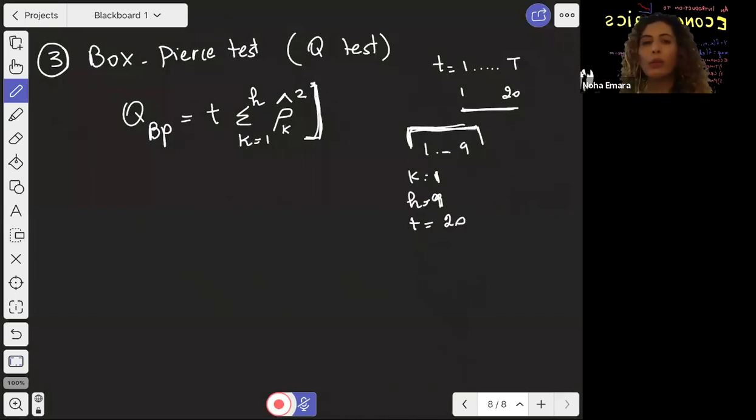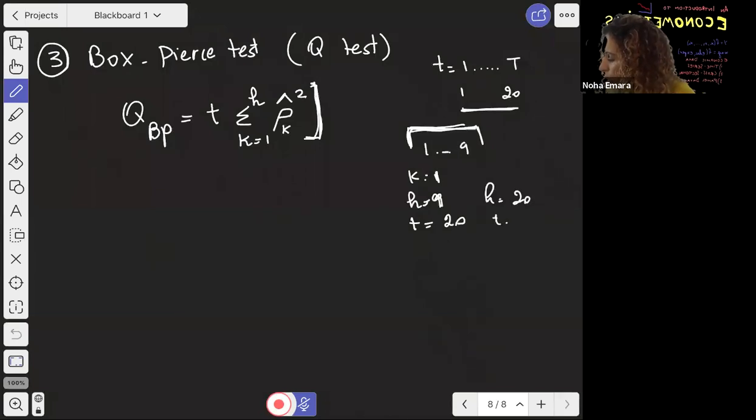Suppose I want to compute the Box-Pierce test for all the periods I have. Then in this situation, k still is equal to 1, h is going to be all the time periods I have, and T is also going to be all the time periods I have. So the h here stands for the number of time periods that you want to analyze. It's the cumulative autocorrelation of them.